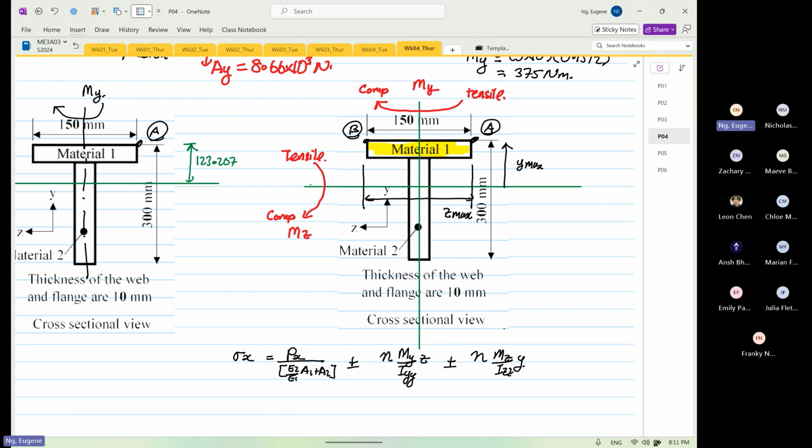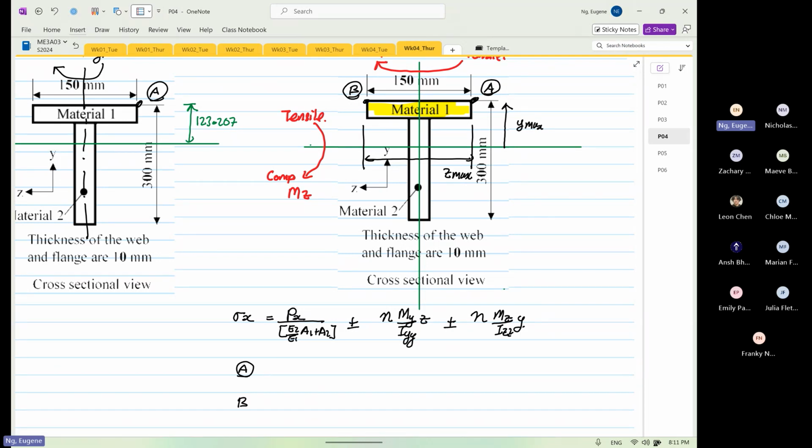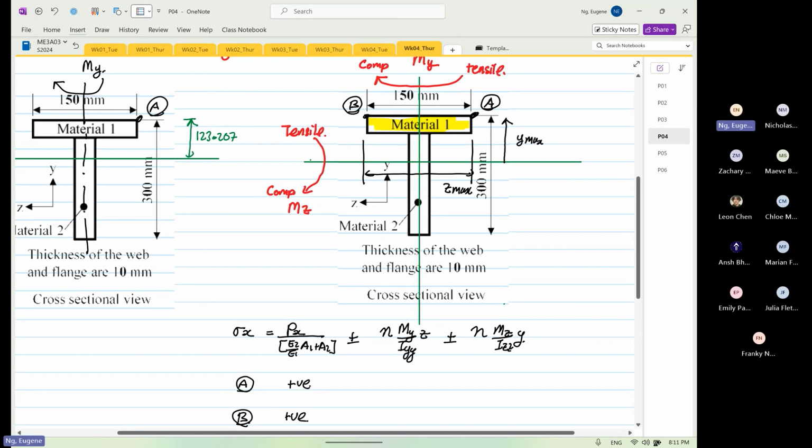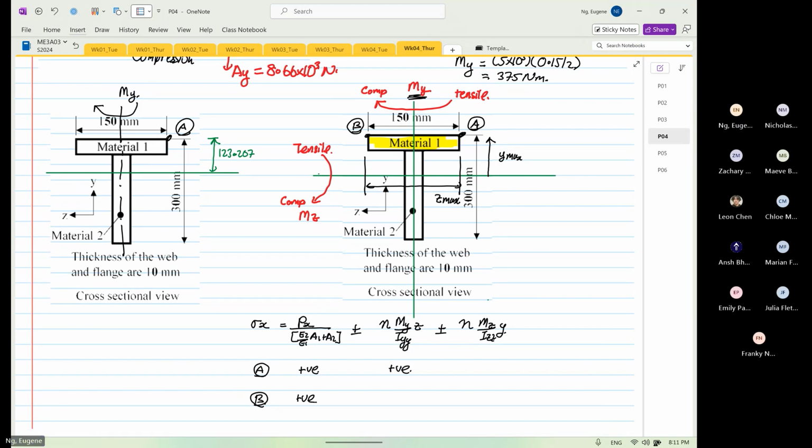Now we are aware that if we look at all these values, at point A and then at point B, the Px is always tensile already, so this is positive, right? Now if we look at My, point A will be tensile. Point B will be what? Compression. And Mz, both of them will be in what? In tension.